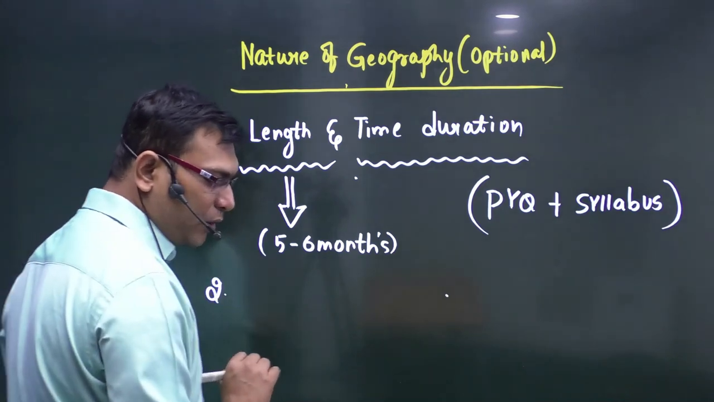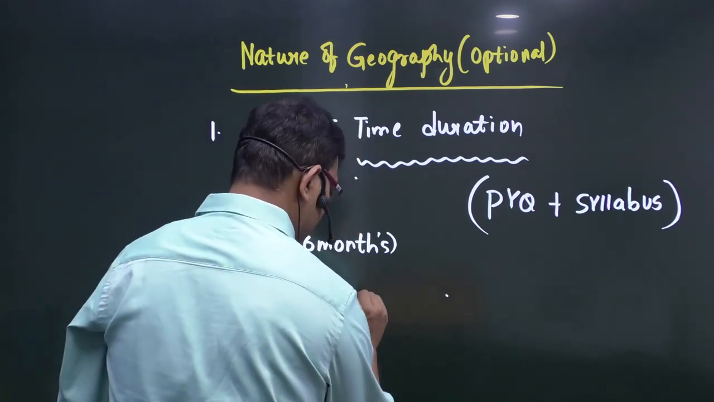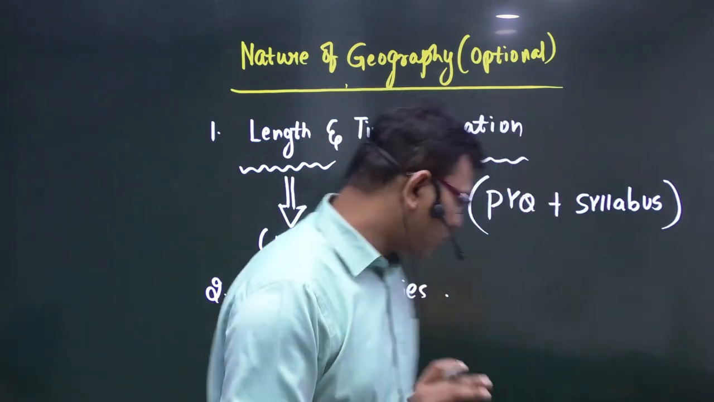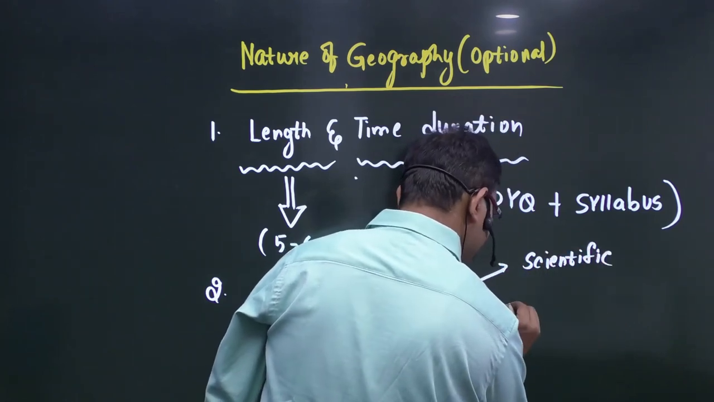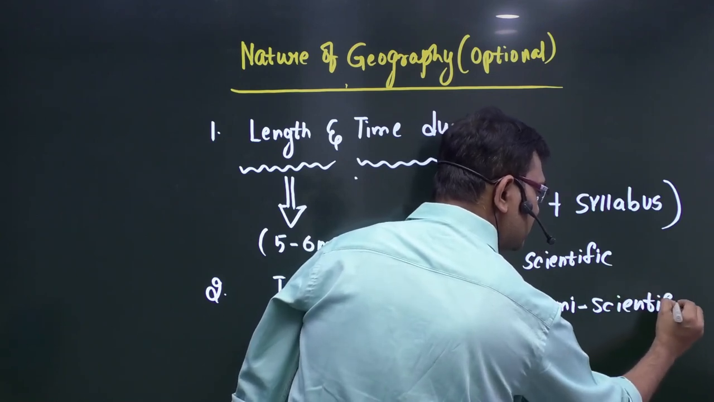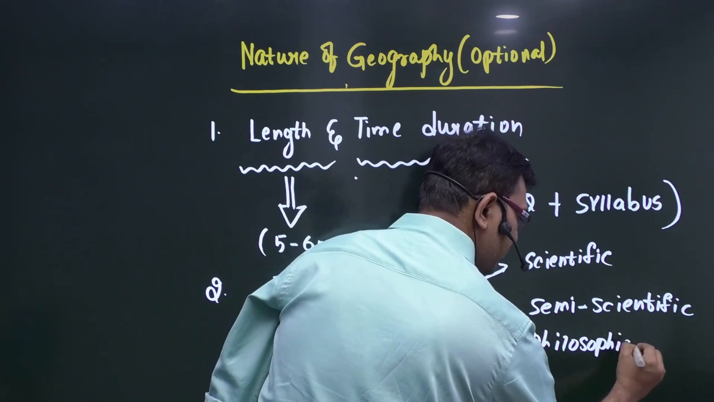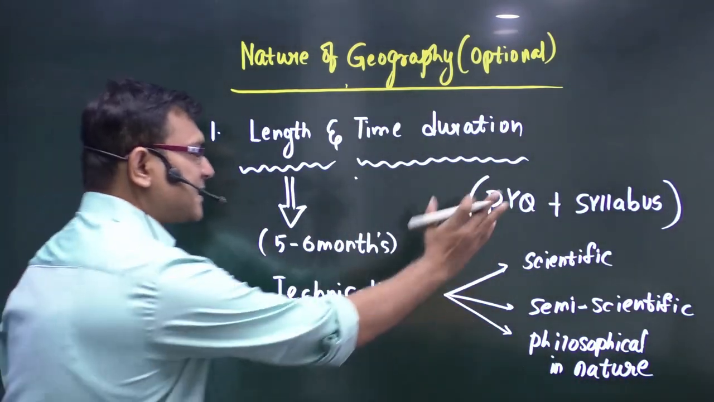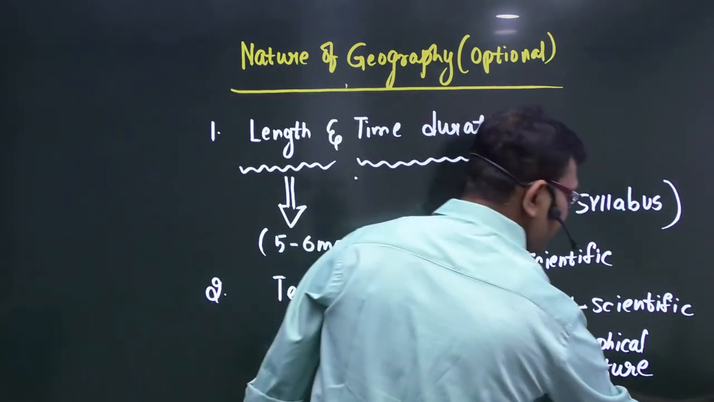Second, the nature is about the technicalities. What are the technicalities? Actually, there are three types. First of all, it has been divided into scientific, semi-scientific, or philosophical in nature. Is it scientific, semi-scientific, or philosophical in nature? Now, what is the difference between these three?